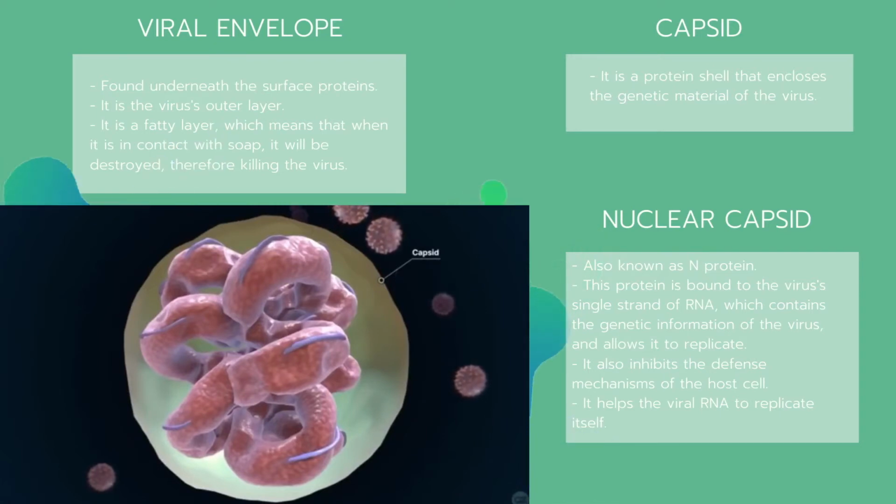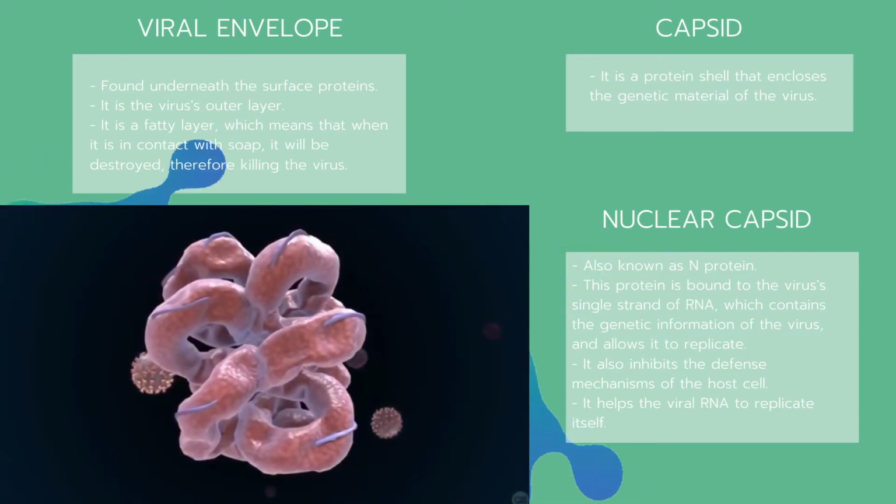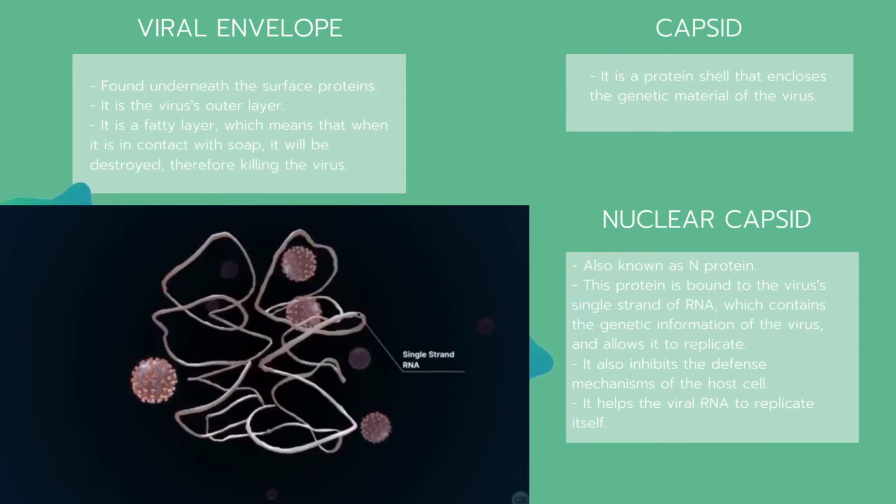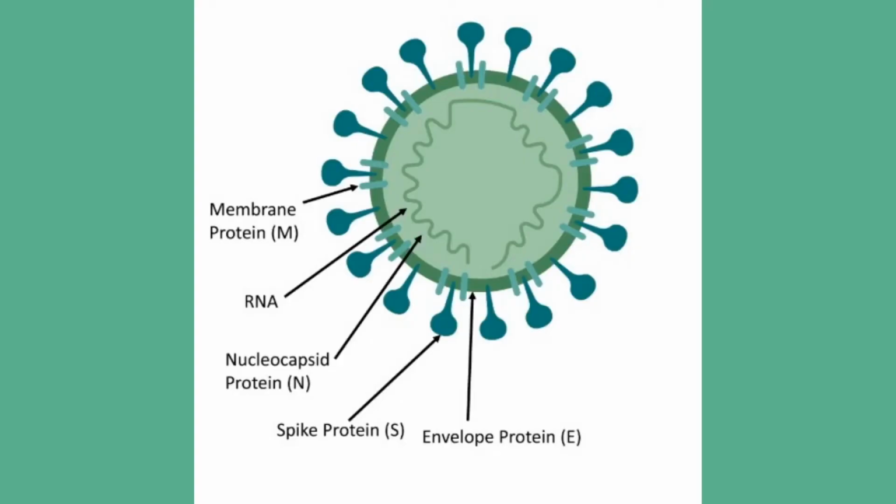Finally, the nucleocapsid, also known as the N protein, is bound to the virus's single strand of RNA, which contains the genetic information of the virus and allows it to replicate. It also inhibits the defense mechanism of the host cell, and it helps the viral RNA to replicate itself. Here we can see a simpler diagram of the virus and all of its parts.